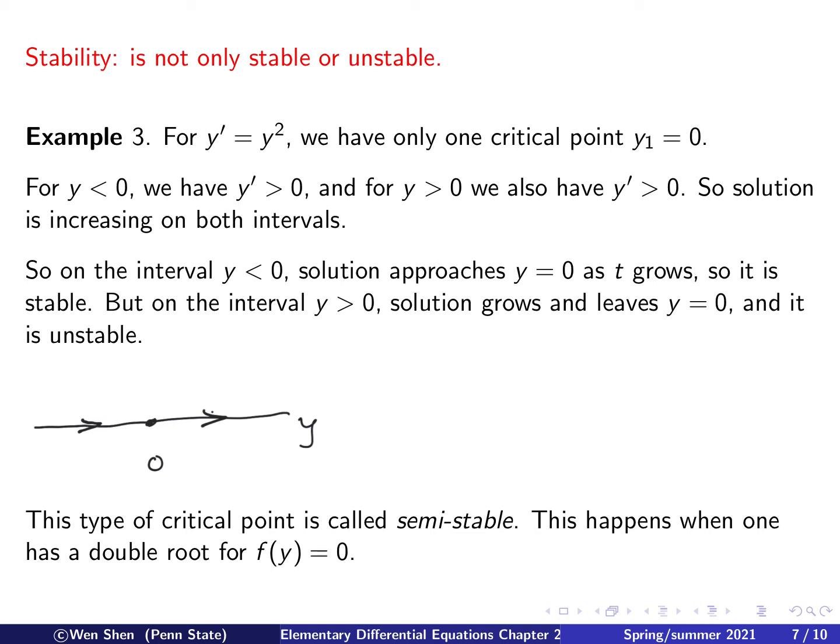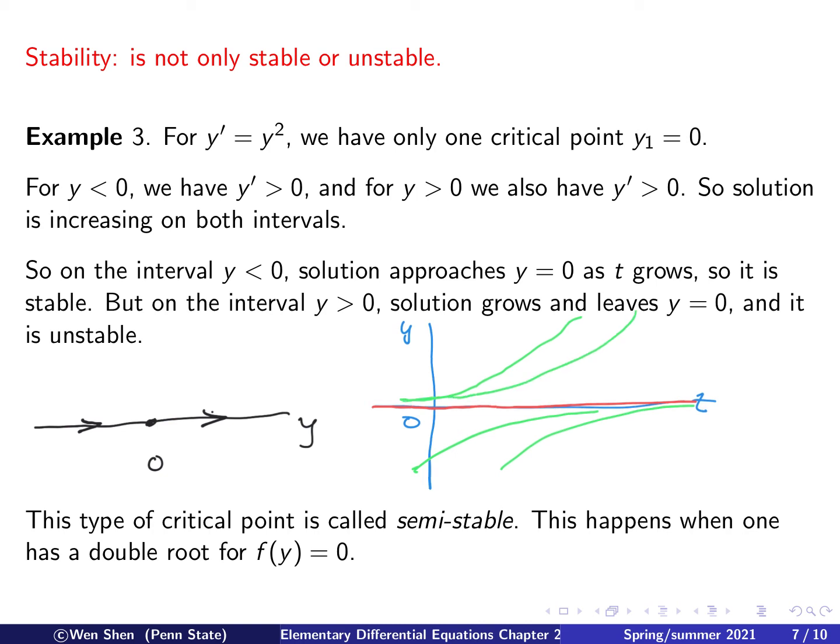And you can also sketch the solution in the yt plane. Let's say this is y, and this is t, and that's 0. And then we know that y equals 0, that's an equilibrium, so that's a solution. And if y is less than 0, it increases, so the solutions will all be approaching it. But if y0 is bigger than 0, then the solution also increases and it goes away. Okay?